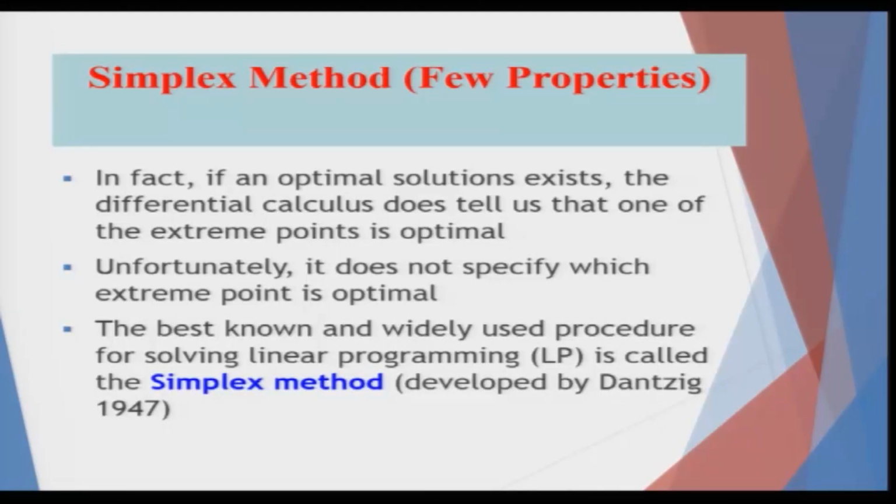So, if you use differential calculus, it does tell us that one of the extreme points is optimal, but which point we do not know. Unfortunately, it does not specify which extreme point is optimal. That is the essence of the problem. We need to find out which set of decision variables, x1, x2, x3, x4, will give you the optimum solution, whether the maximum or the minimum.